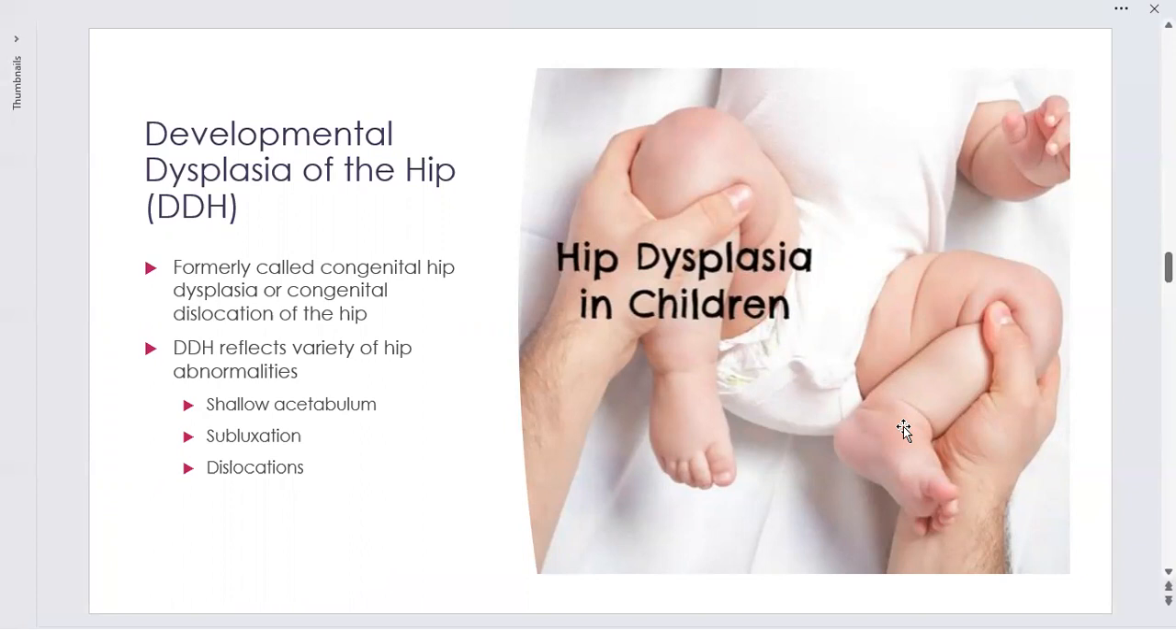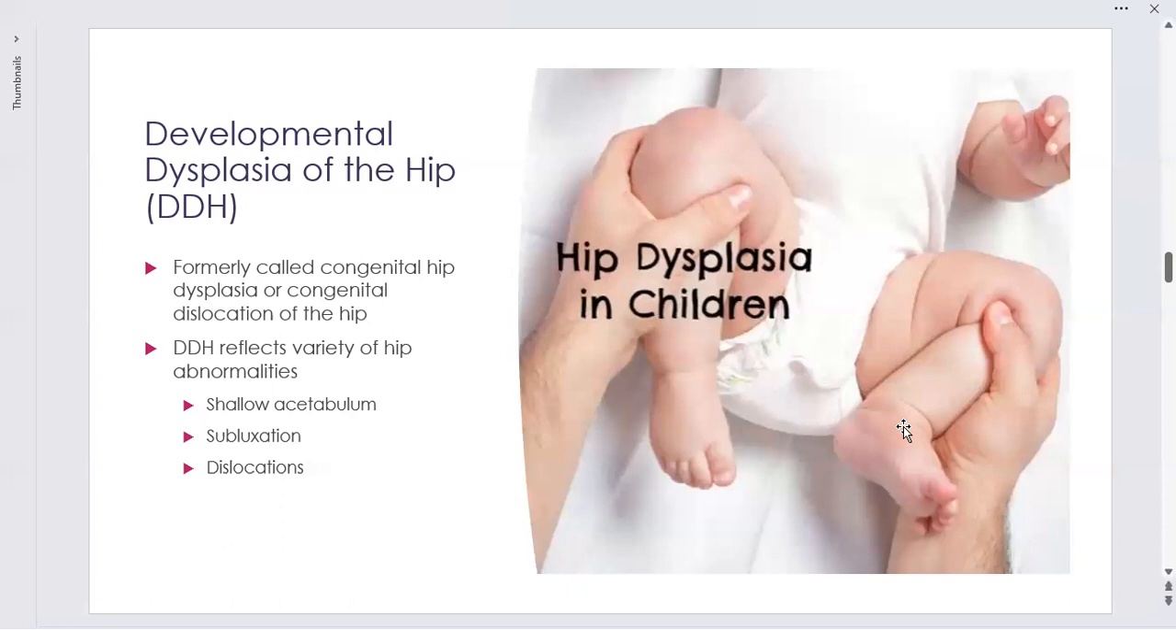Okay, so it basically falls into 3 abnormalities. In the most mild form, we have a shallow acetabulum. So that's where the head of our femur fits into our hip socket. It's just not deep enough to really hold on to that. Okay, we can have subluxation, that is the largest percentage of DDH, or we can have an actual dislocation.